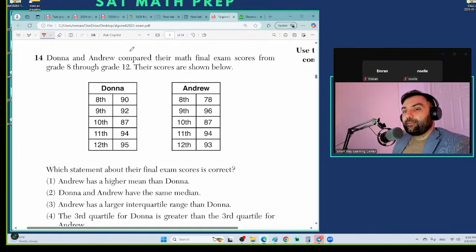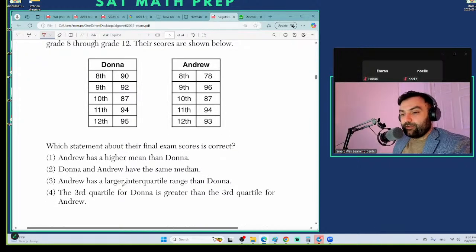All right, number 14. Donna and Andrew compared their math final exam scores from grade 8 to grade 12. Their test scores are shown below. Which statement about their final exam scores is correct? So it's about mean, median, interquartile range, and the third quartile for Donna's grades and the third quartile for Andrew. Wow. So we have to do quartiles. Interesting.